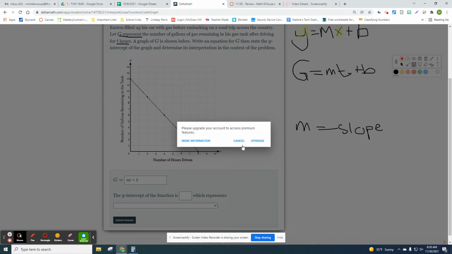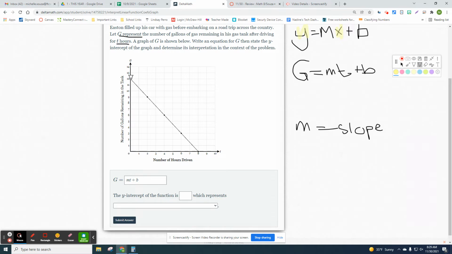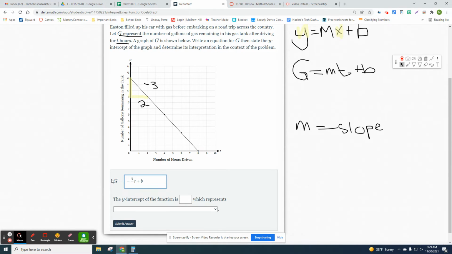So if we look at our slope, I'm going to go from 12 down to 9, over to 2. So I went down 3, right 2. So my slope in this case will be -3 over 2. Okay? Our T, our variable, stays the same. Be careful, sometimes it's T, I've seen X, I've seen a few other letters in there, but those are the most common ones.